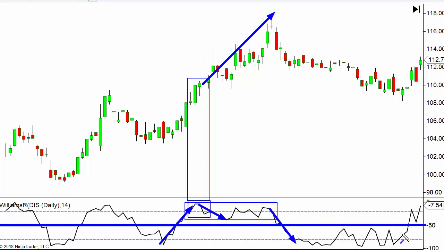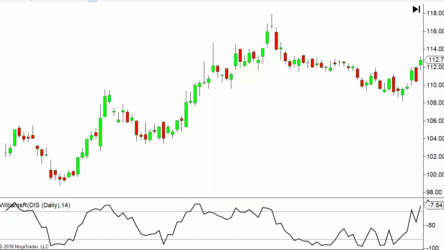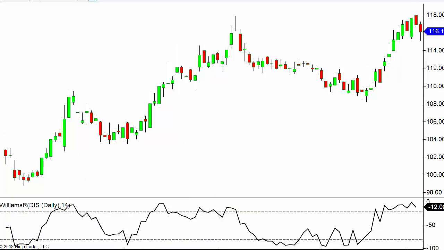Now, it's not going to necessarily work as well. There's always a give and take, right? It's not always going to work as well for exits, because if you wait for it to come back down below 50, then you're giving more money back. So there's always a give and take on any strategy. The more conservative, the more aggressive, there's give and takes. Okay. So how can we use this?